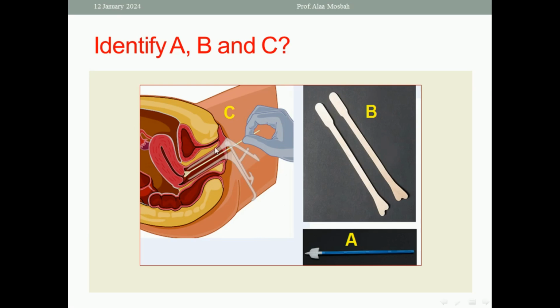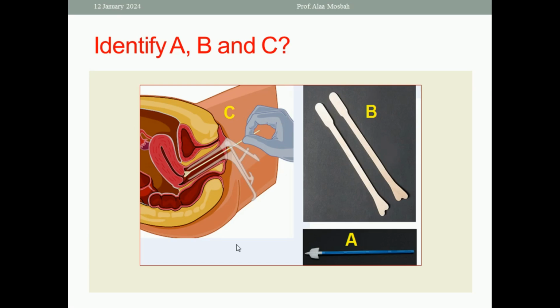Why are we doing this? To diagnose pre-invasive lesions like CIN 1, 2, or 3. CIN 1 is low risk, CIN 2 and 3 are higher risk. CIN means cervical intraepithelial neoplasia.